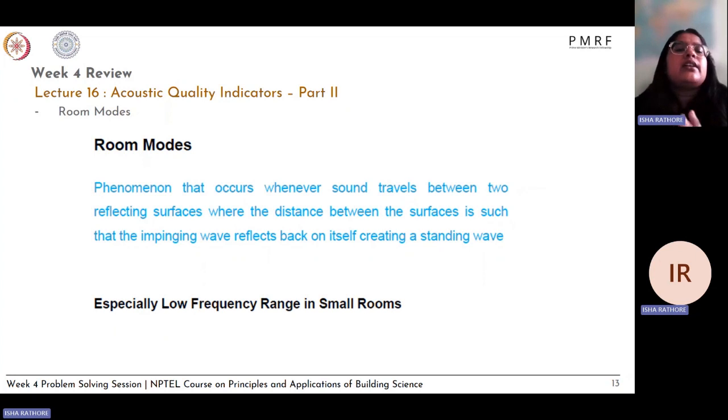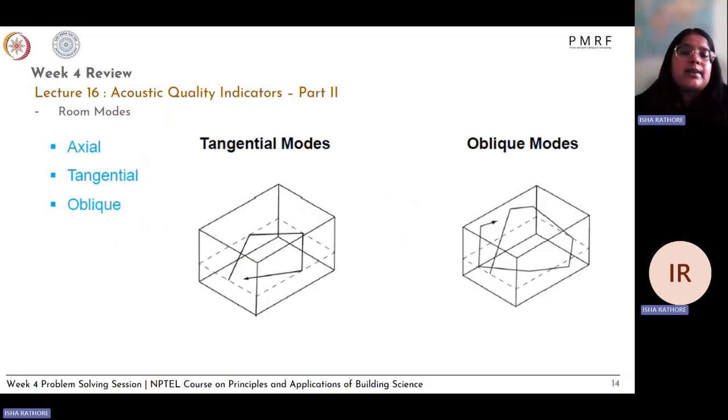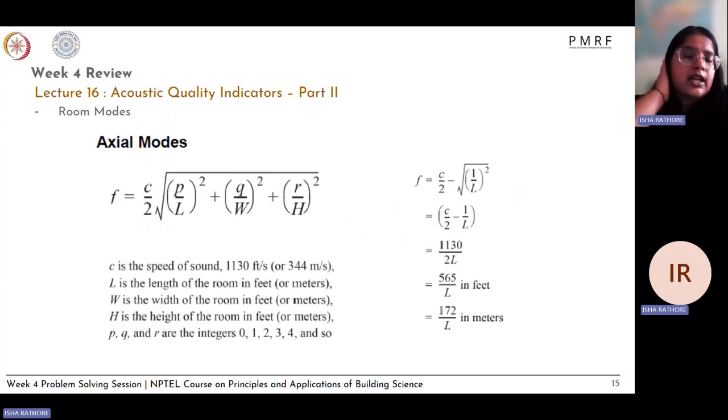These are especially considered for low frequency ranges in small rooms. There are basically three modes of transmission or reflection of these waves: the axial mode, the tangential mode, and the oblique mode. The tangential mode is when it reflects in a particular horizontal plane. The oblique mode is when it goes beyond that plane, which is what usually happens in a typical room. It does not follow a plane. And then natural is when it considers all of this.